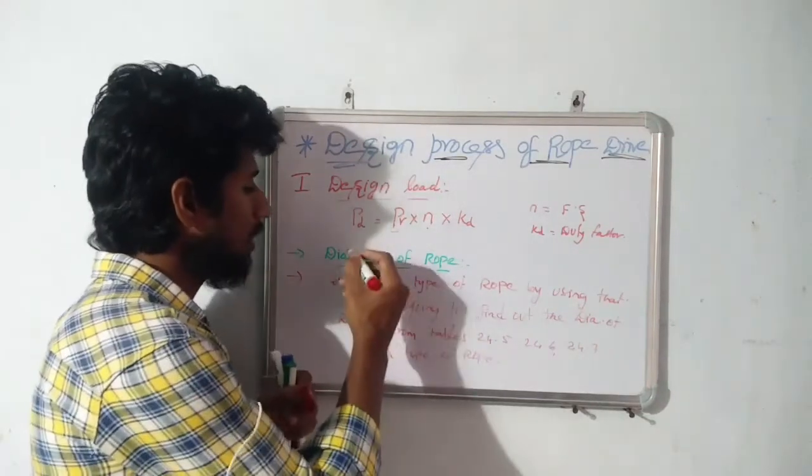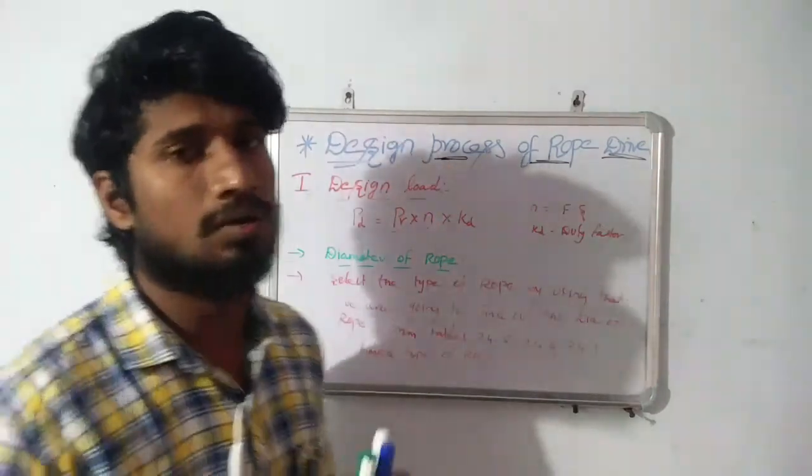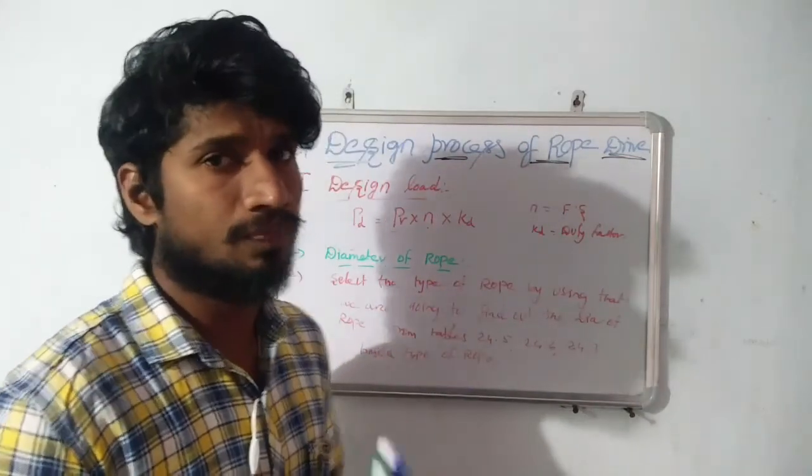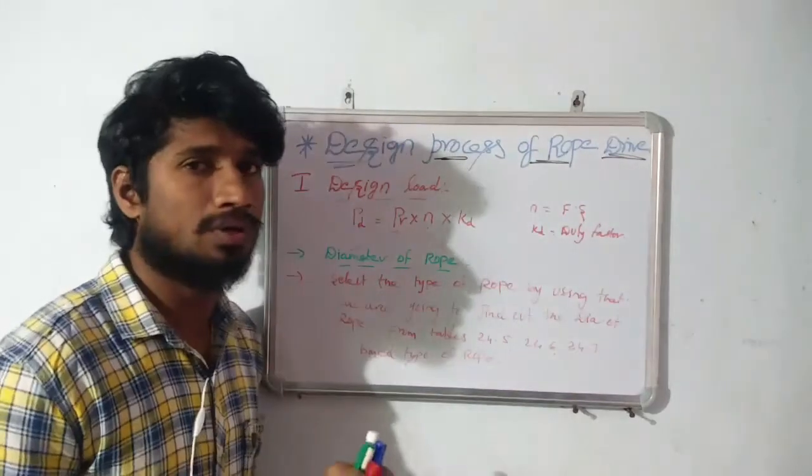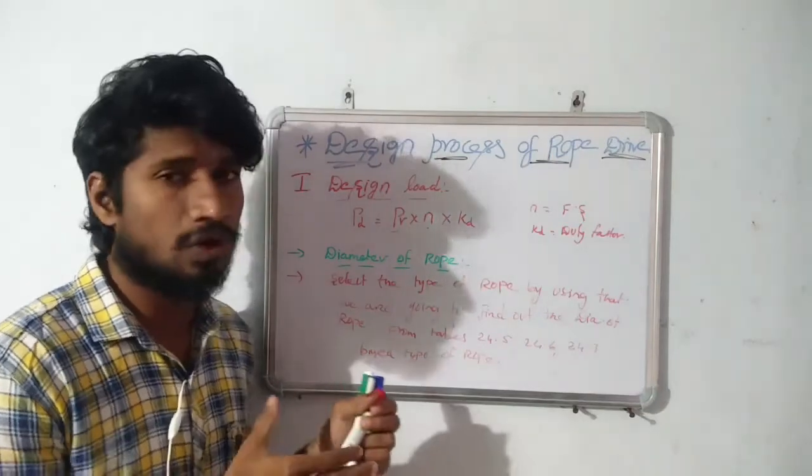When we know the diameter of rope, we are going to find out the general properties of rope wire. Let's see how we are going to find out the general properties of rope wire.